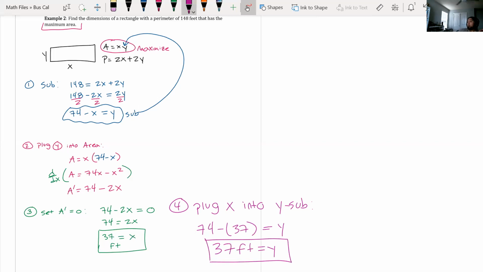So again, we optimize a rectangle. This time we maximize the area. So to maximize the area, the length of x has to be 37 feet, and the length of y has to be 37 feet. So again, we get another square.